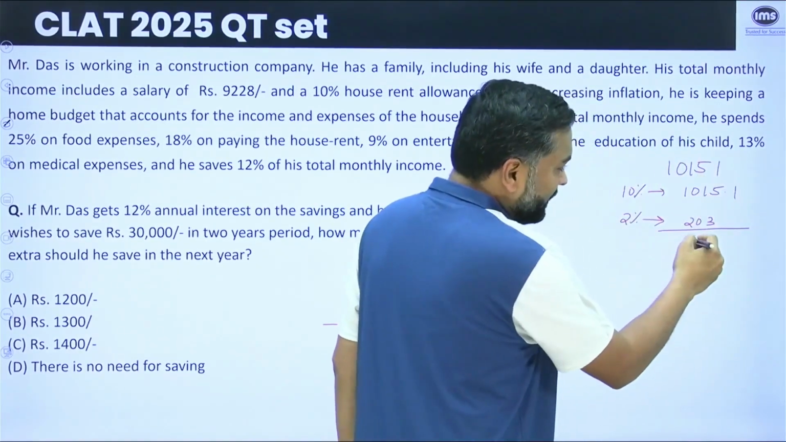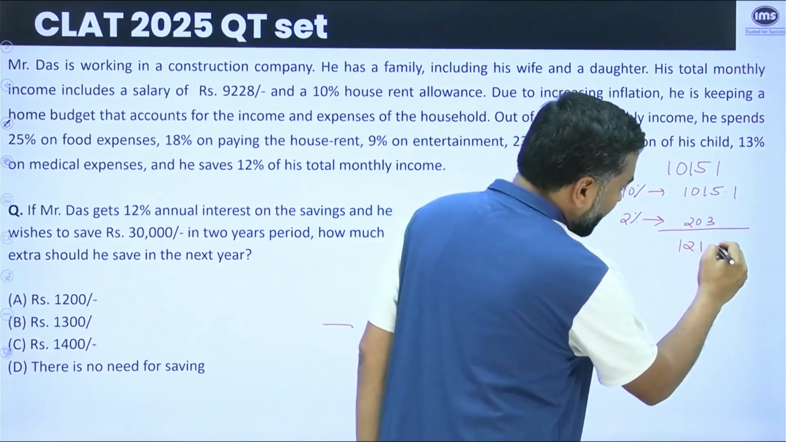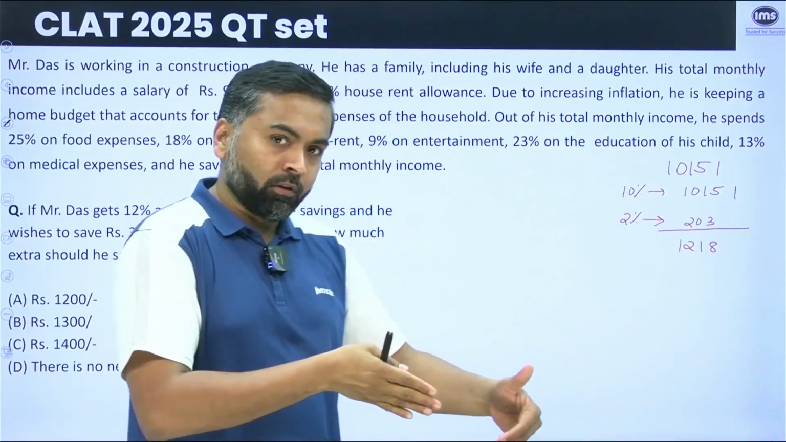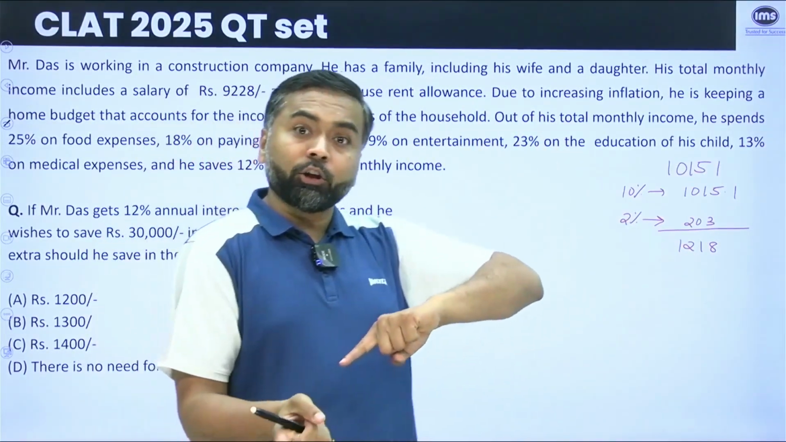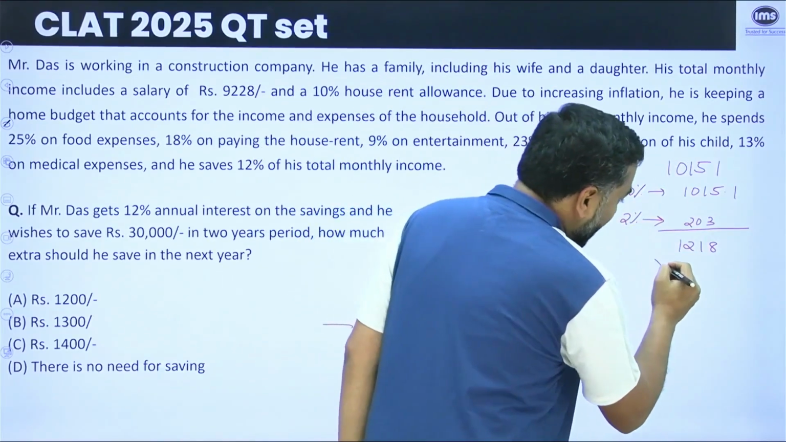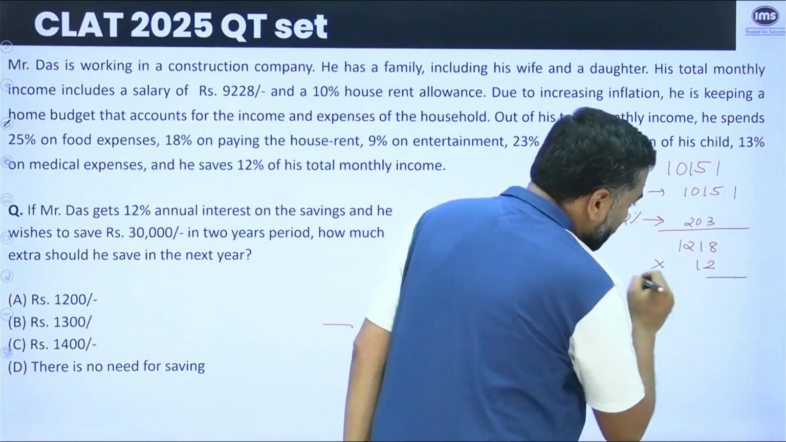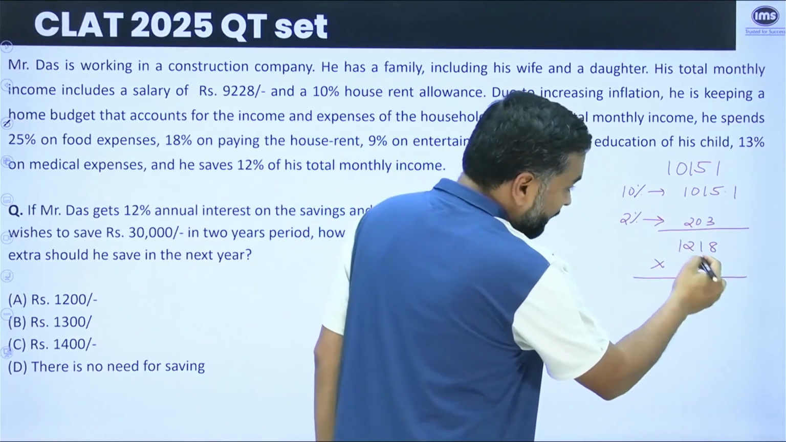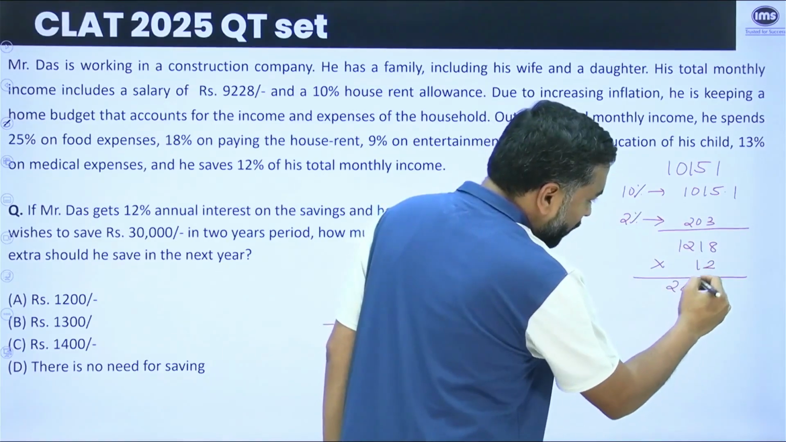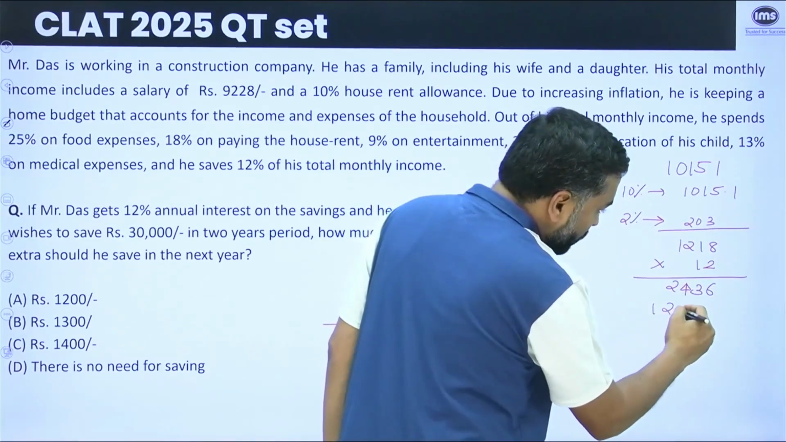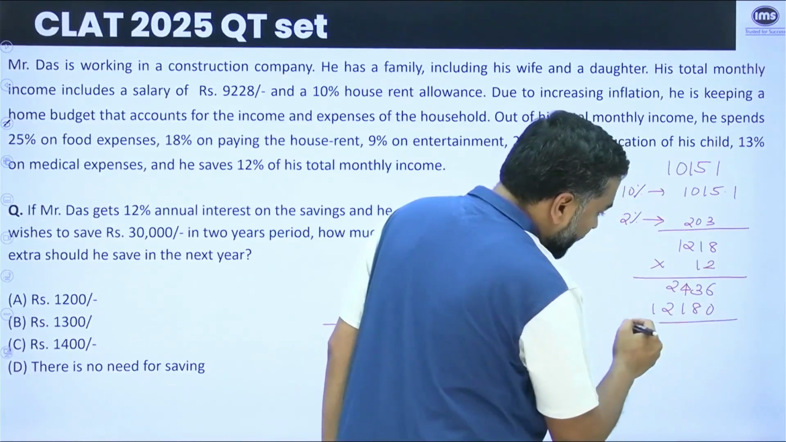So if I add this, what do I get? 1218 is 1 month's saving. Now I need to extrapolate this to the entire annual saving, so I'll multiply this by 12. Correct? If I multiply by 2, 12 2s are 24 and 18 2s are 36. And then this will be 12180. This is the value that I get.